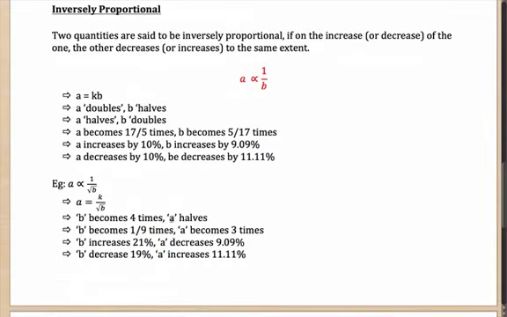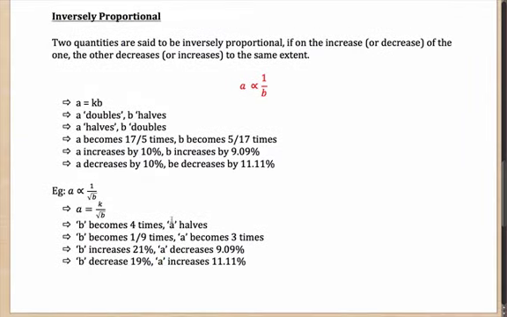The inversely proportional relationship is very similar. The only difference is when A increases, B decreases. And same stuff keeps on happening. Let's say if A decreases, then B will increase. I think I have the wrong equation here. This should be A is equal to K by B.